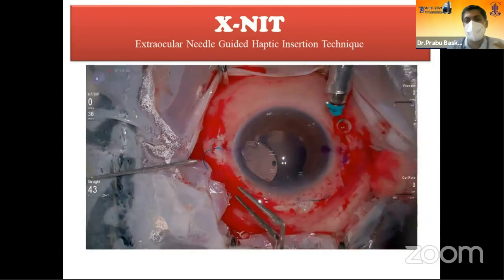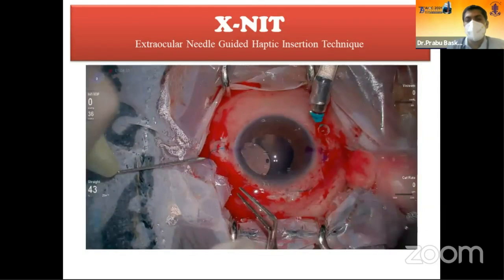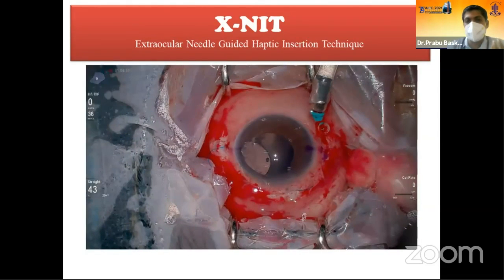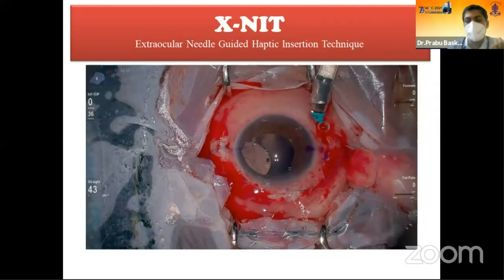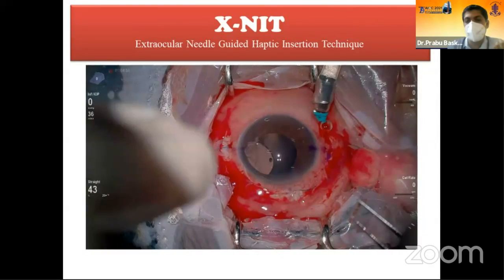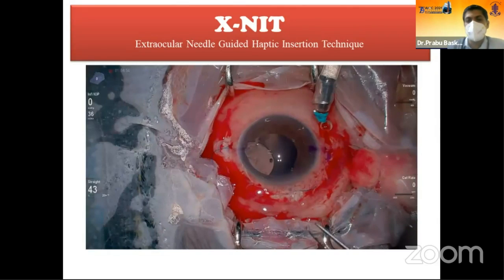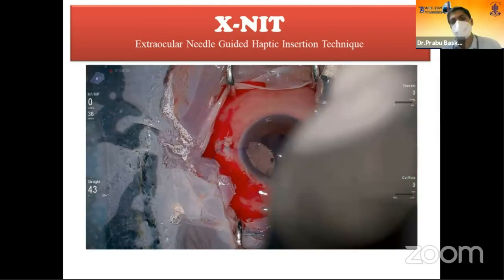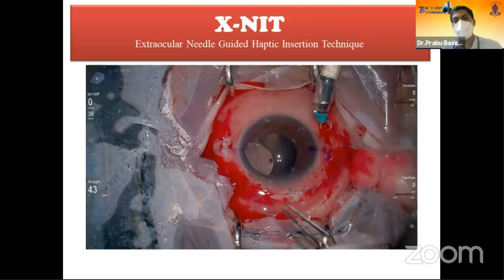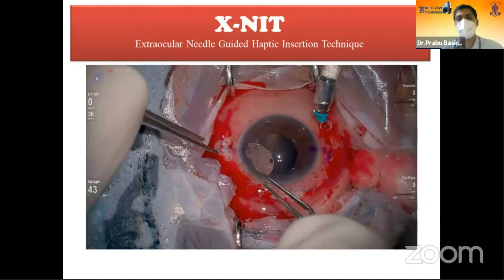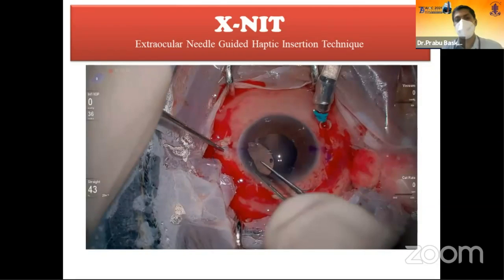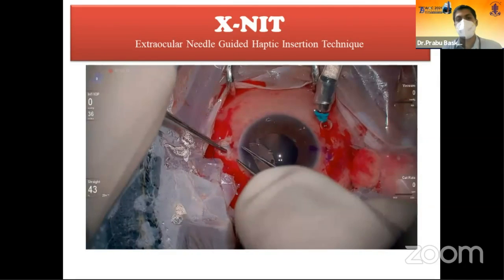So this stopper, the idea of the stopper is to eliminate your dependency on the assistant. It temporarily stabilizes the leading haptic when you are going to maneuver your trailing haptic. So once you do this, you can actually move the silicone stopper to the very tip of the haptic and take it close to the sclera. That's what I'm doing now. You can see that.